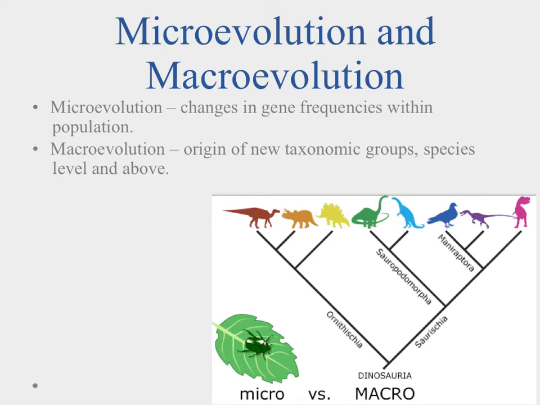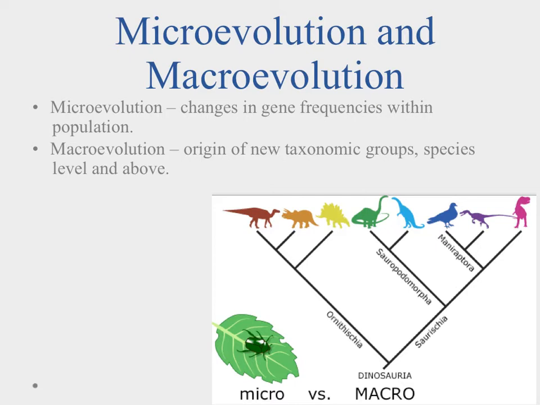Okay, so we have microevolution and macroevolution. Microevolution is changes in gene frequencies within a population, so it's going to be within a species. That's what microevolution is. It's small. And macroevolution is going to be new taxonomic groups, so species and things greater than that. It's going to be a larger scale. So micro is going to be small, macro is going to be larger scale.